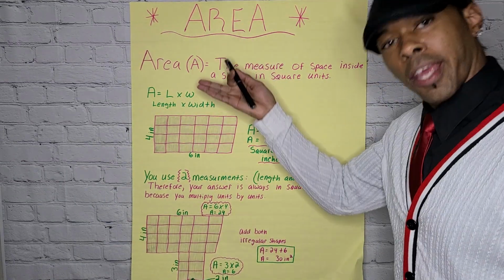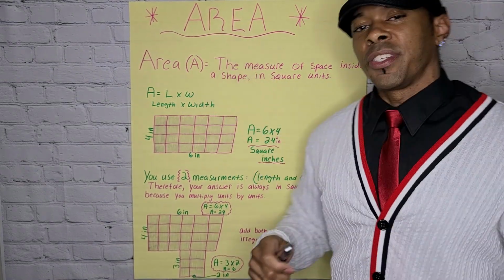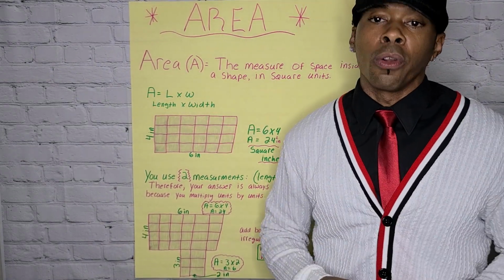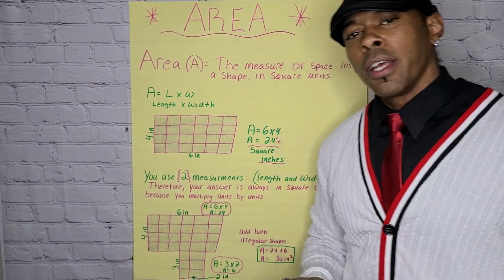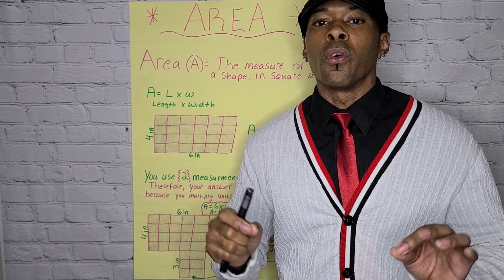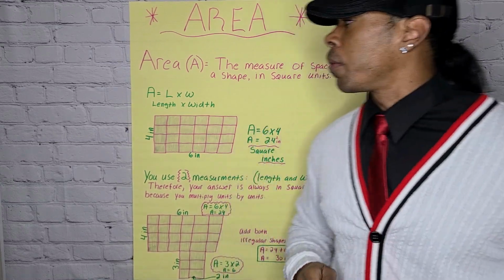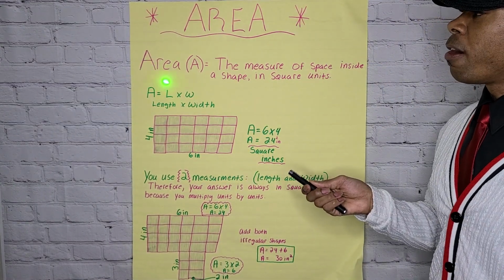Now, today we are going to be covering area. Area is the second half of what we started earlier in the week when we went over perimeter. With area, instead of adding, you are going to multiply. Right here, we have area.